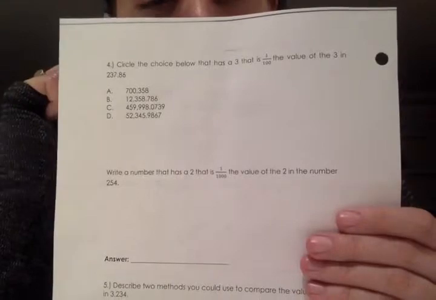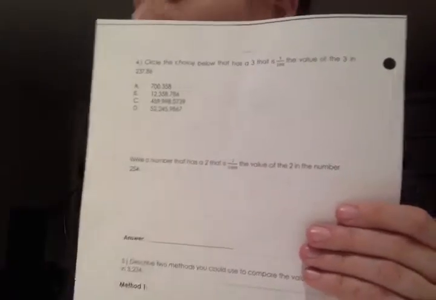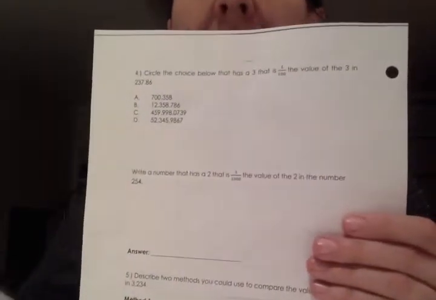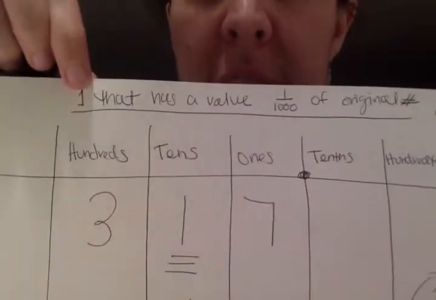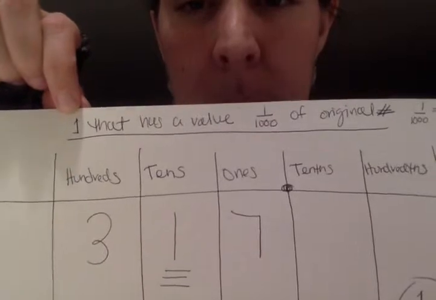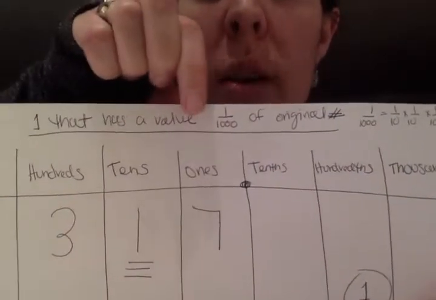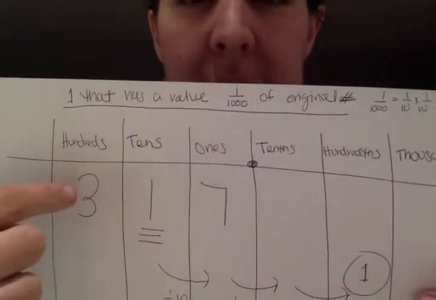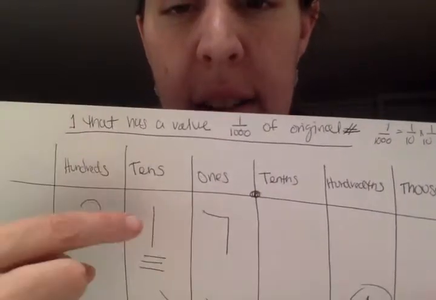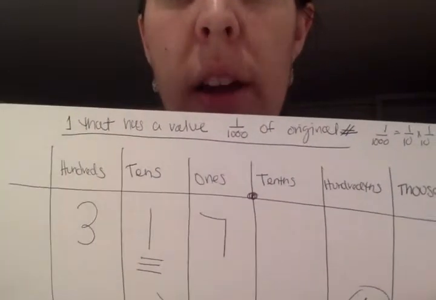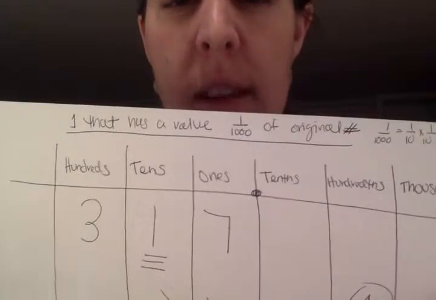Okay. I'm not going to solve this one, but I'm going to solve a similar one. I'm going to use the number 317, and I'm going to come up with a number that has a 1, a digit that has a value 1/1000th of the original number. Original number is 317. I'm going to come up with a number that has a 1 in it, like this 1, that is 1/1000th of this original 1.